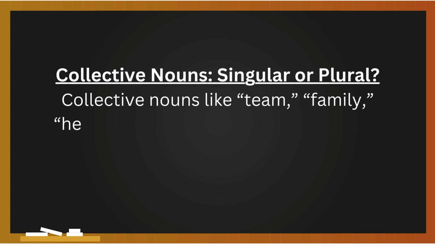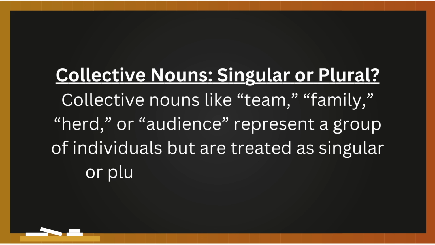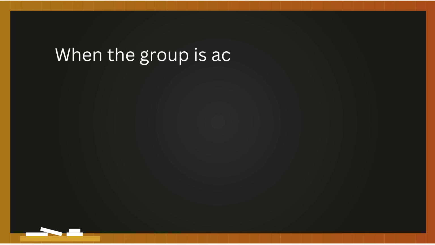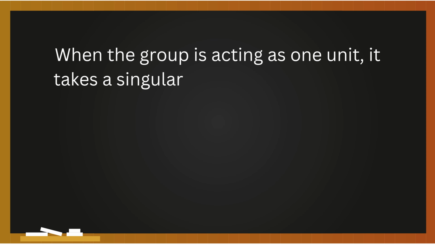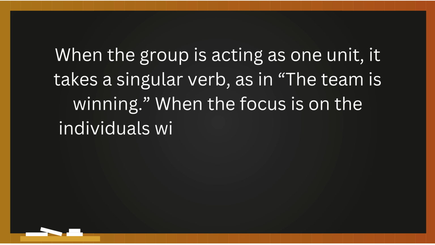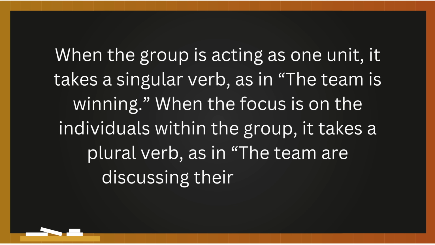Collective nouns like team, family, herd, or audience represent a group of individuals but are treated as singular or plural depending on context. When the group is acting as one unit, it takes a singular verb, as in "the team is winning." When the focus is on the individuals within the group, it takes a plural verb, as in "the team are discussing their strategies."